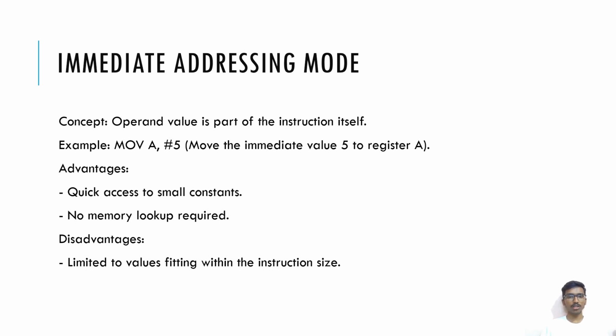Now, immediate addressing mode. Operand value is part of the instruction itself. Example, MOV A, #5. Move the immediate value 5 to register A. Advantages: quick access to small constants, no memory lookup required. Disadvantages: limited to values fitting within the instruction size.